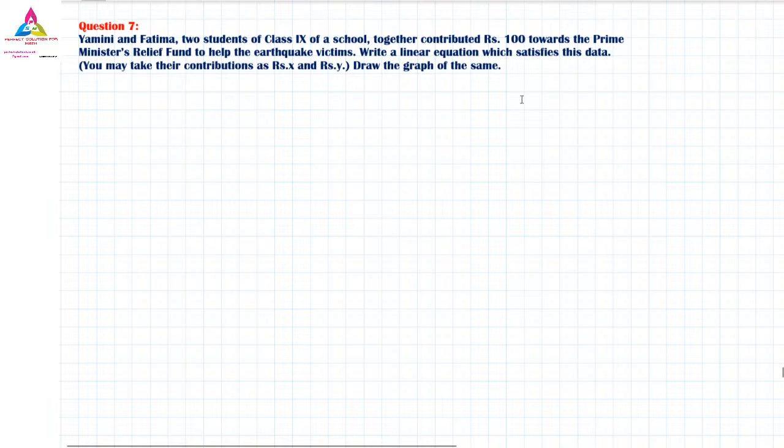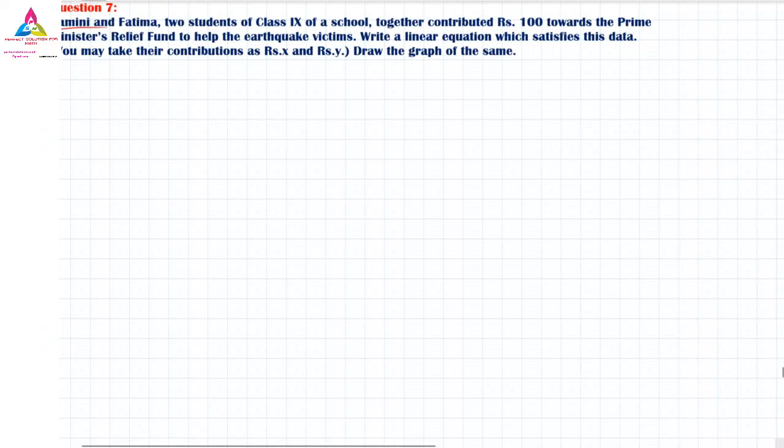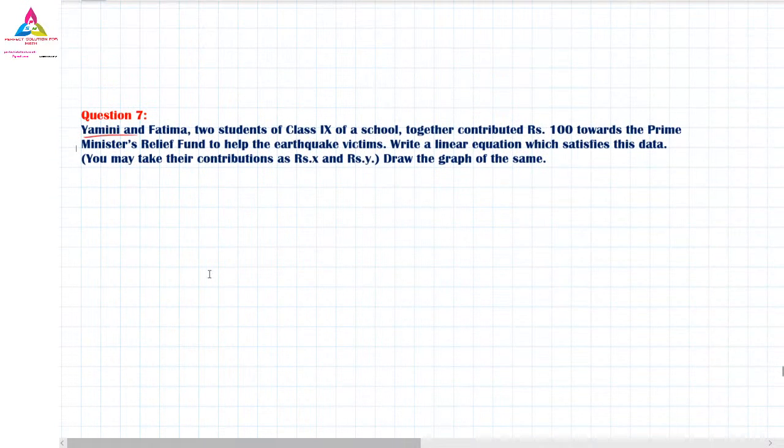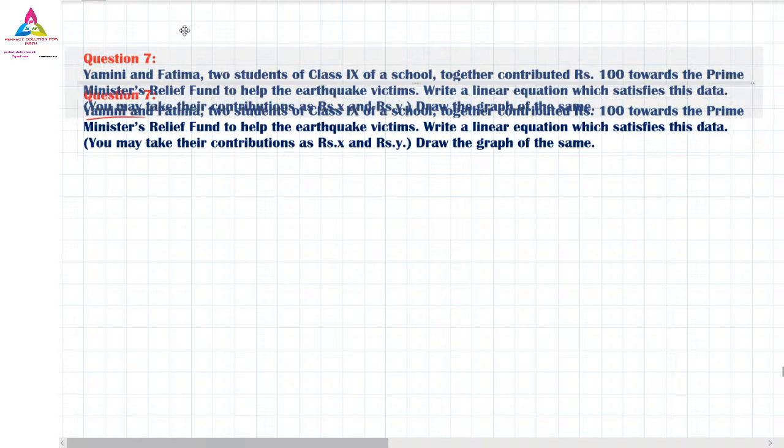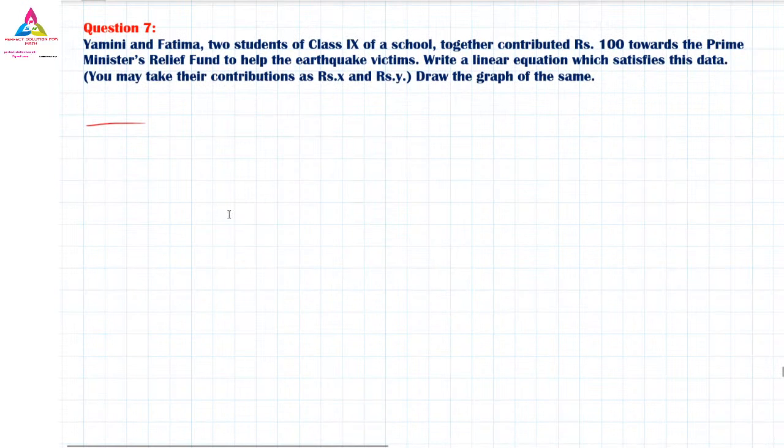So according to the question, let us go through what they have given. In the seventh question they have given Yamini and Fatima, two students. I will make it a little bit big in size; later on, when you are drawing the graph, we will make it small. Yamini and Fatima are two students in class 9th, it seems, of your age, and they are contributing to a Prime Minister Relief Fund for the earthquake victims.